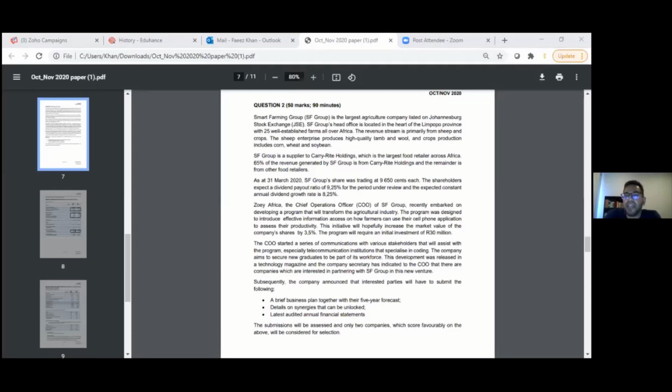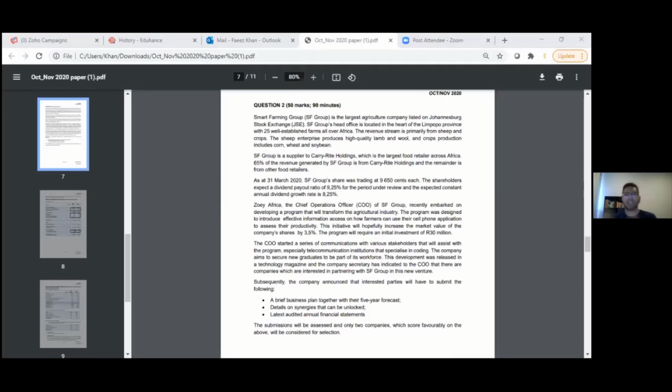They're telling you the company's head office is in Limpopo, and they have 25 well-established farms. So that will be important from a strategy question. They're telling you there's two revenue streams, which is sheep and crops. And they're telling you that the sheep division produces lamb and wool, whereas the crop division produces corn, wheat, and soybean. Also, from a strategy risk management type of question, that will play a role, because from a risk perspective, from a growth perspective, you'll have to determine whether the lamb and wool industry is doing well or not doing so well. Similarly, in the crop production, whether corn, wheat, and soybean.